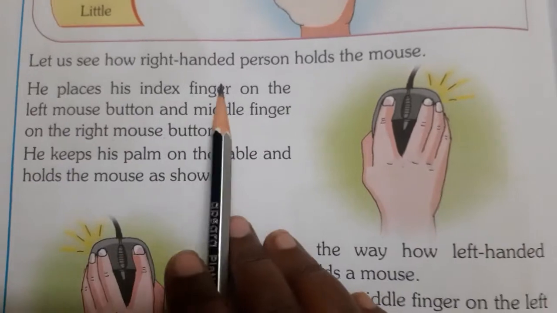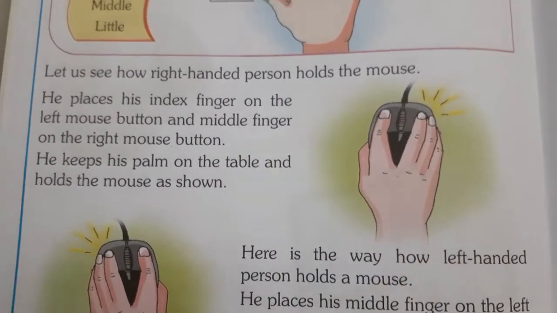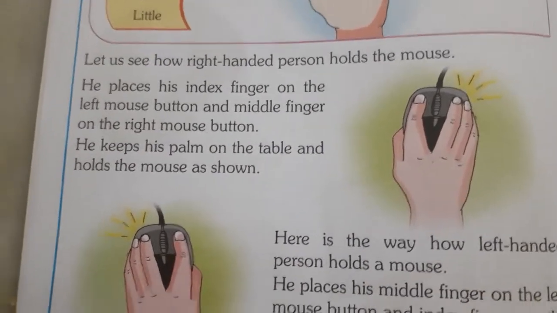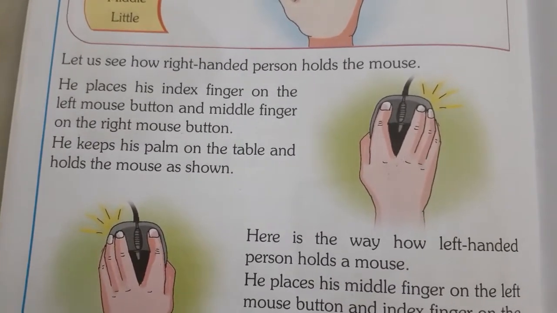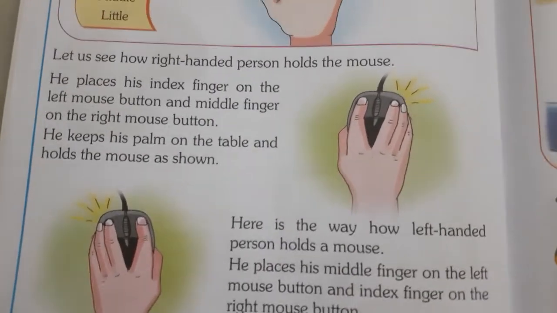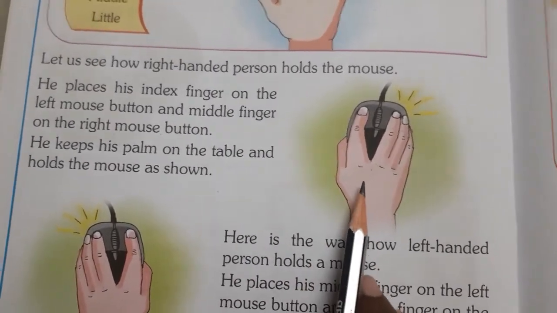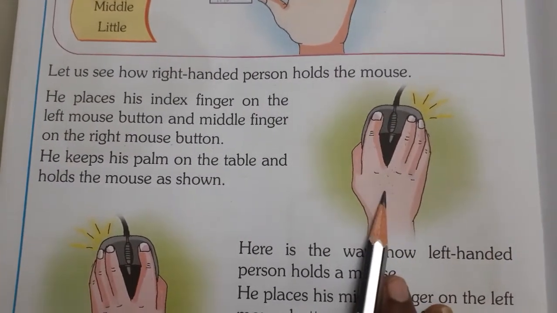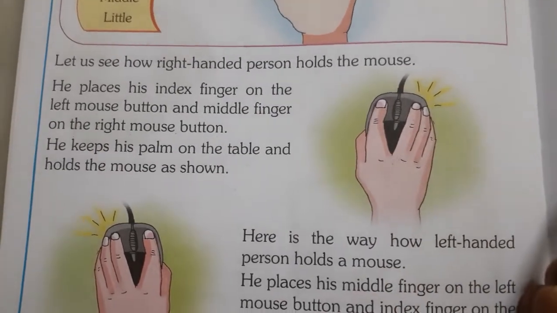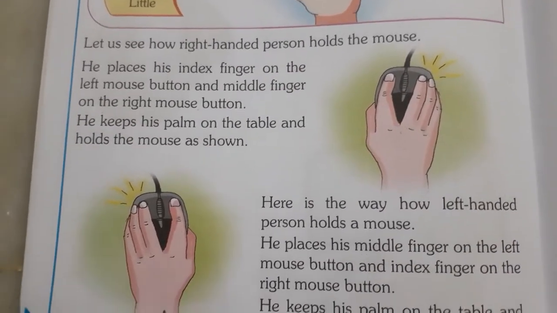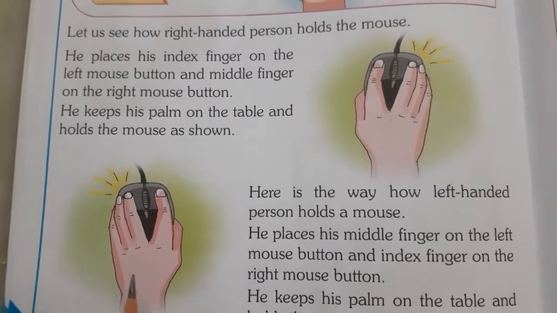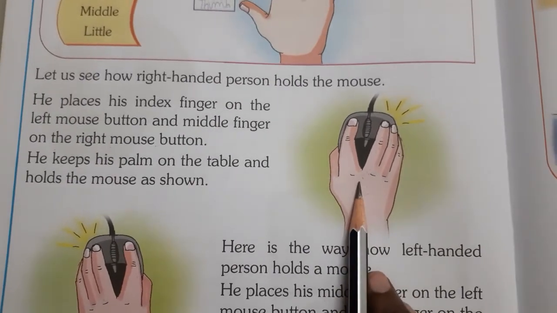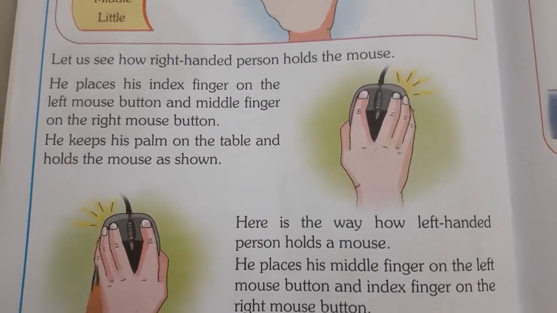Let us see how a right-handed person holds the mouse. So children, you know, some persons always use the right hand to work. Some persons always use the left hand to work. Those persons who always use the right hand to work are called right-handed persons. Like that, those who always use the left hand to work are called left-handed persons. So how does a right-handed person hold the mouse, and how does a left-handed person hold the mouse?